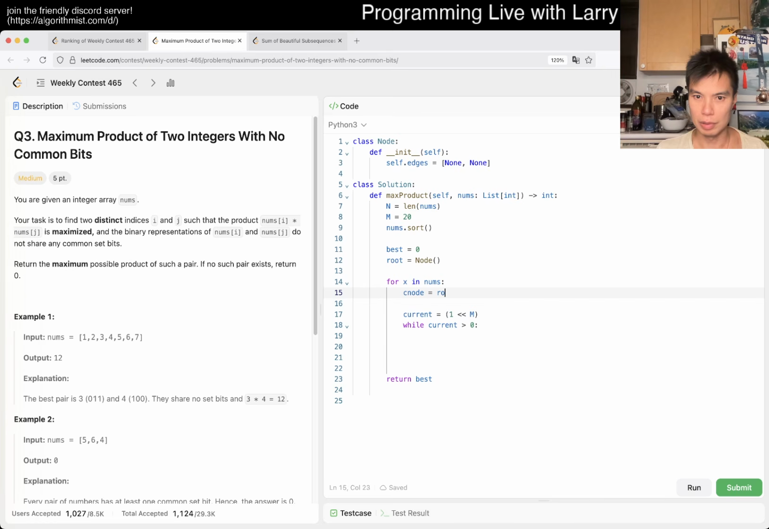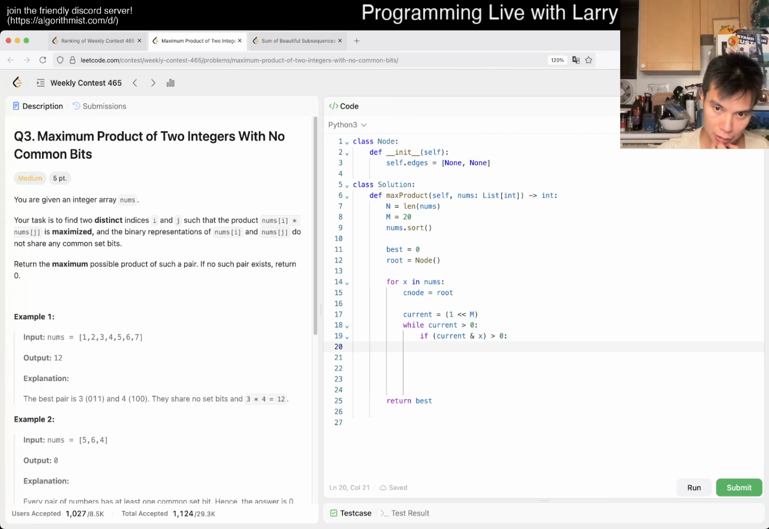Current node is equal to root, and then now if current to x is greater than 0, then we want to go through the path of 1, right? Okay, so now if this is a 0, we want to go for 1 if it exists. So if not, go to 0. If neither of them exist, then we're just done, right? Okay, fine. Yeah, okay.